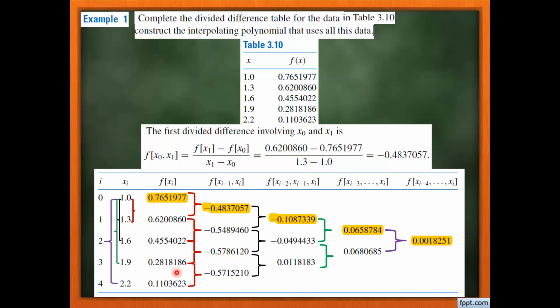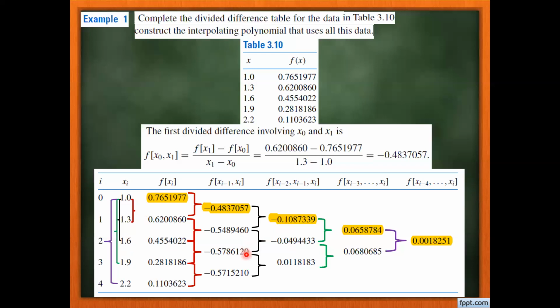Now, for the last value, I will take the difference of these two values, 0.11036 minus 0.2818, divided by 2.2 minus 1.9. I'm hopeful that you are able to draw this fourth column of the table, and it's not difficult. Now moving to the next column, I will take the difference of these two values. Now I will increase one more data point, so it will be divided by the difference of 1.6 minus 1.0.